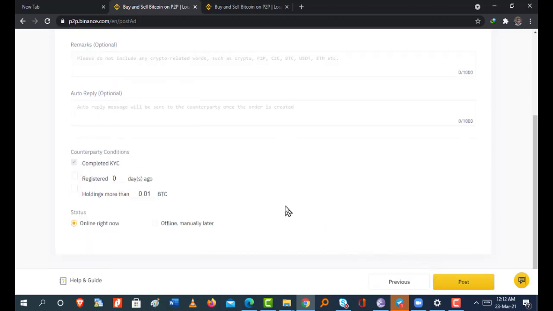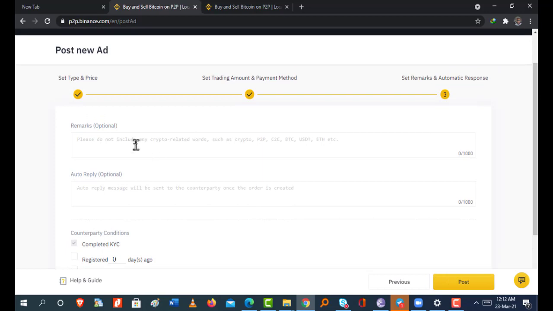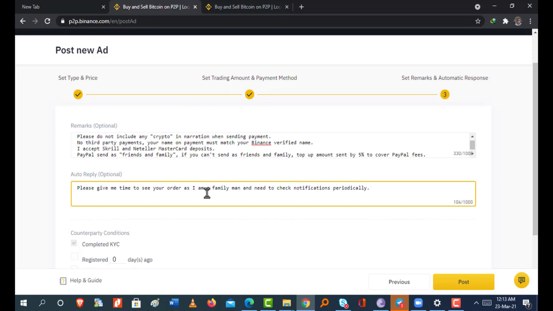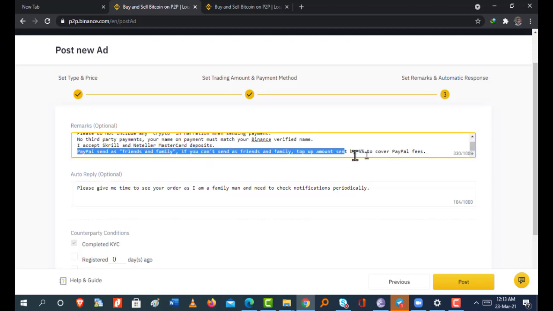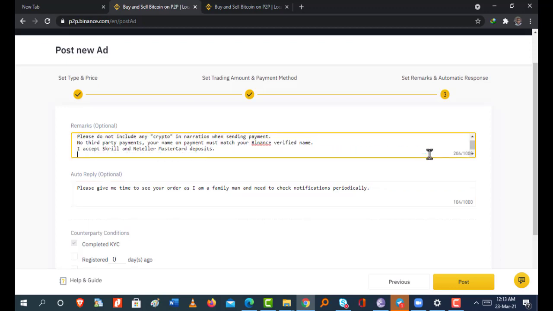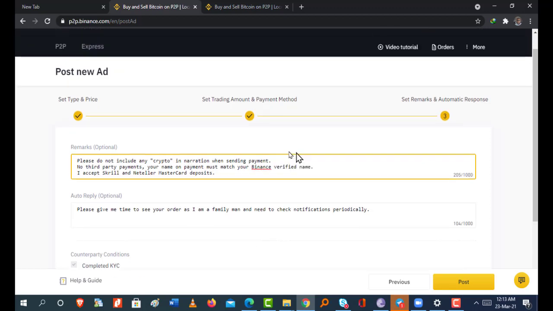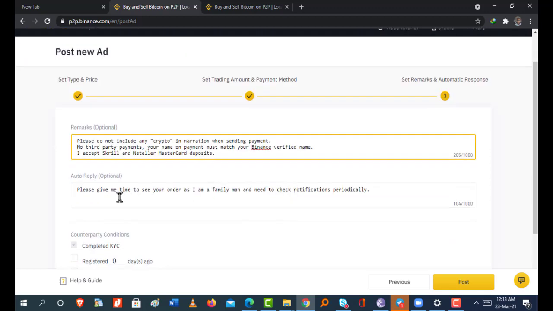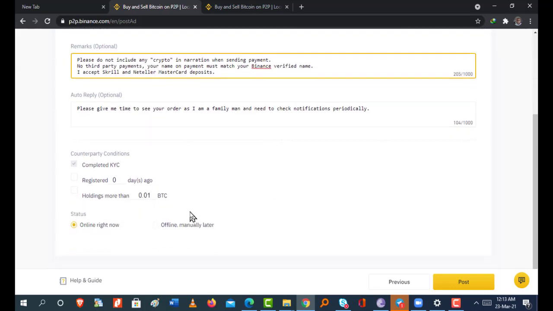Then here you can set some more parameters, the remarks that the buyer will see, and then also the auto reply the buyer will see. Okay, I've put the remarks telling them please do not include any crypto in the narration on sending payment. No third-party payments. Your name on payment must match your Binance verified name. I accept Skrill and Tether MasterCard deposits. PayPal senders. Okay, I'm not doing PayPal, so I can remove this. Okay, so these are the parameters I've set. And here I'm just telling them to give me time if they do place an order.